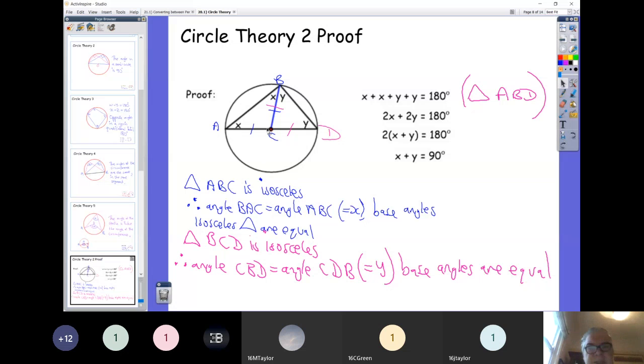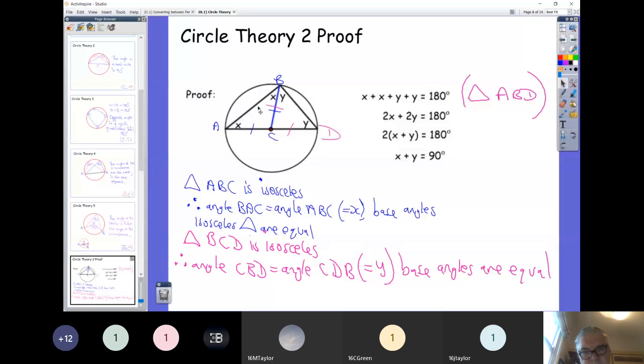So this is going back to our second circle theory, where we were saying the angle in a semicircle is 90 degrees. So why is that the case? Well, look, if you draw a line from the center of the circle up to where you're hitting the circumference, can you see that we've got two isosceles triangles?